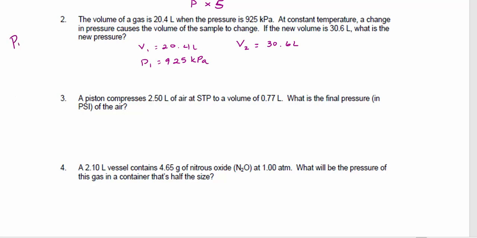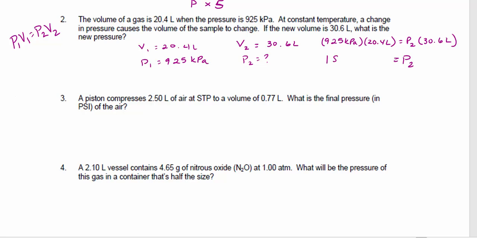Remember, the equation we're working with is P1 V1 equals P2 V2. So I've assigned my ones here, and P2 is what we're looking for. So now I'm going to fill in my equation and perform the algebra. So 925 times 20.4, and then I will divide that by 30.6, and I get a value of 18870 kilopascals.